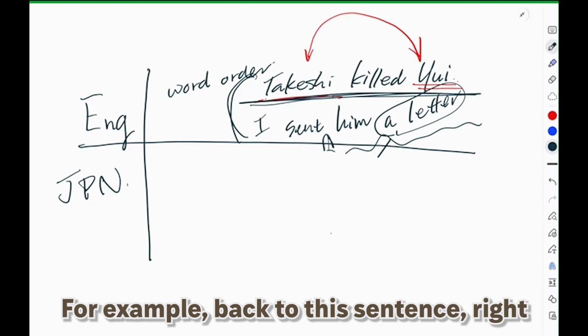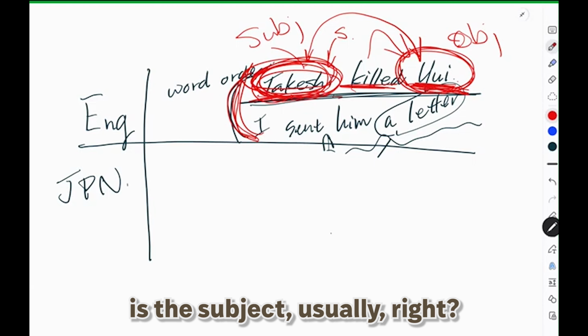For example, back to this sentence, right? Takeshi killed Yui. Takeshi is the subject of the sentence. Kill Yui. Yui is the object of the action of killing, right? In English, we don't need to specify saying like, hey, Takeshi is the subject, Yui is the object. We don't need to add anything to let people who read your sentence know what you mean because of the word order. Usually in English, the first noun is the subject, right? So word order does matter.